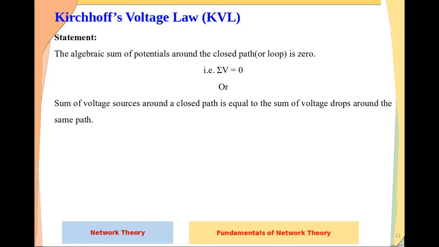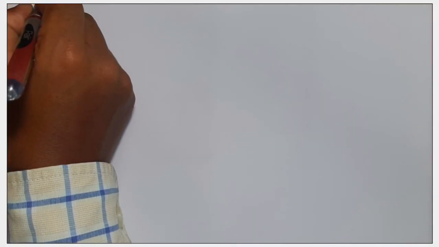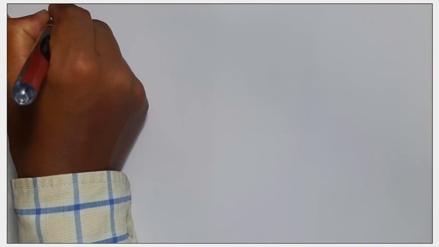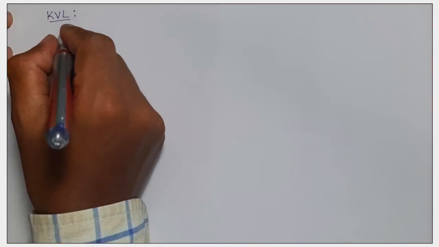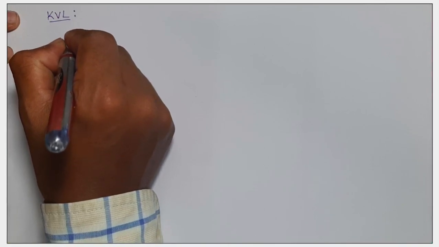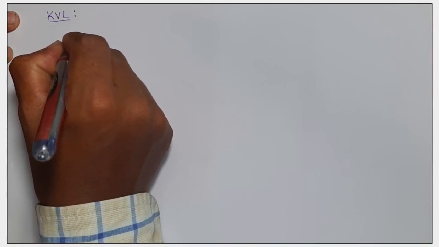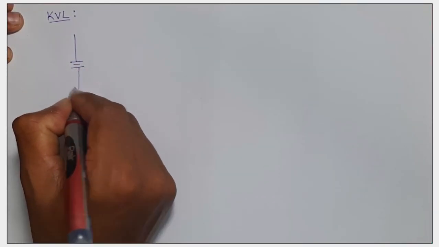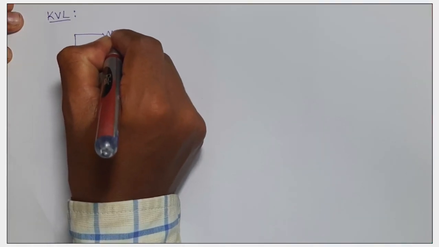To understand this statement and the law properly, let's take one example and discuss. I am going to discuss KVL. Before I discuss, let us consider a very simple network containing two voltage sources and two resistors.